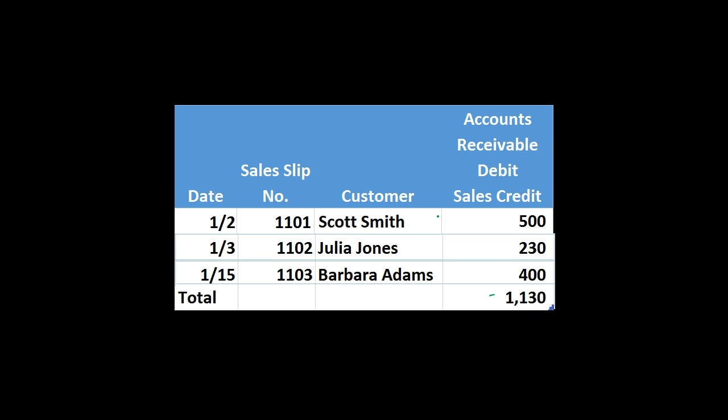Important to note that even though this is called the sales journal, if we make a sale for cash, we will not record it on this journal. We'll record it on the cash receipts journal. So this is really a shorthand name for this journal. It really should be called the sales on account journal or the sales for accounts receivable journal, because if we make a sale for cash, that will typically not go in this journal. It'll go in the cash receipts journal.